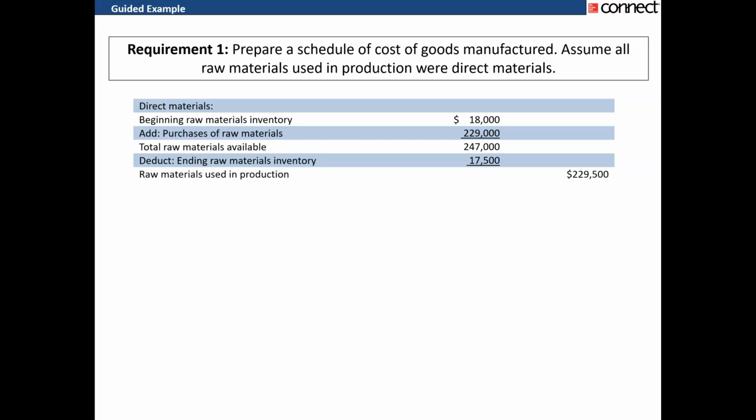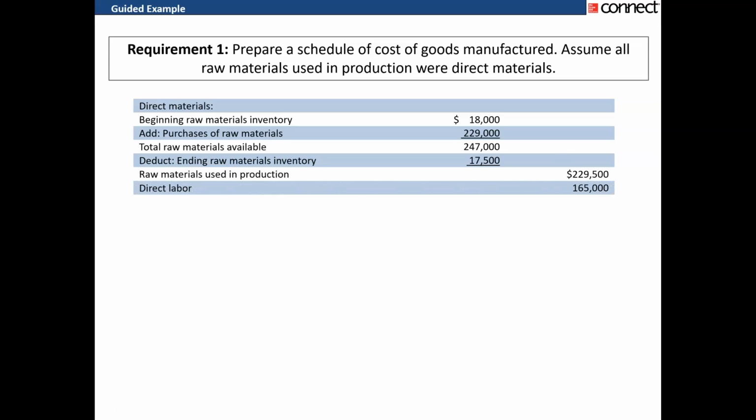Then we're going to subtract the cost of the raw materials still in ending inventory. And that difference between everything available and the ending inventory is what was used. If you take everything that you've had, you subtract the end, what you still have at the end, then that tells you what you don't have anymore. So that's what was taken out of raw materials and used in production. So that is a cost that we're going to be looking at, the 229.5.